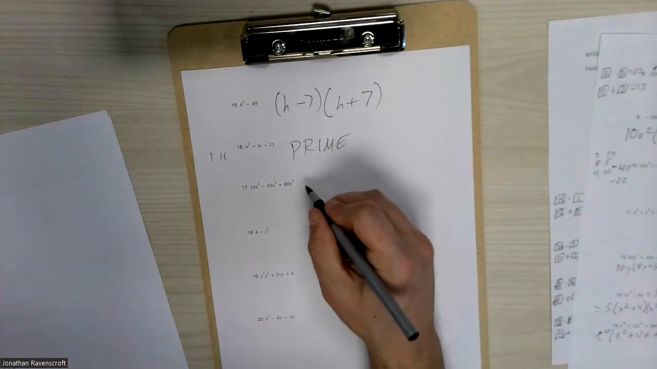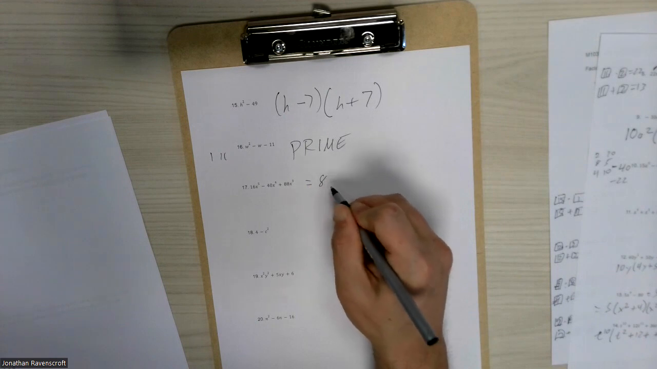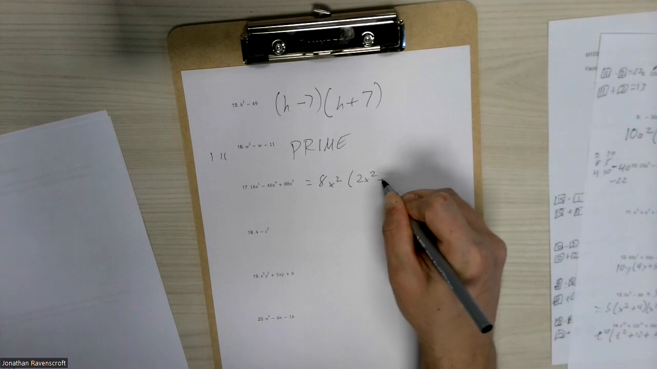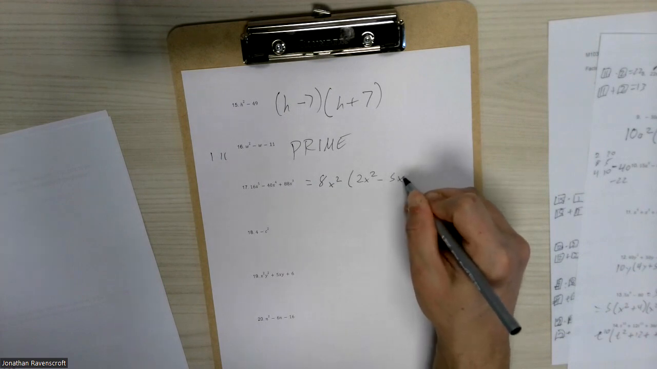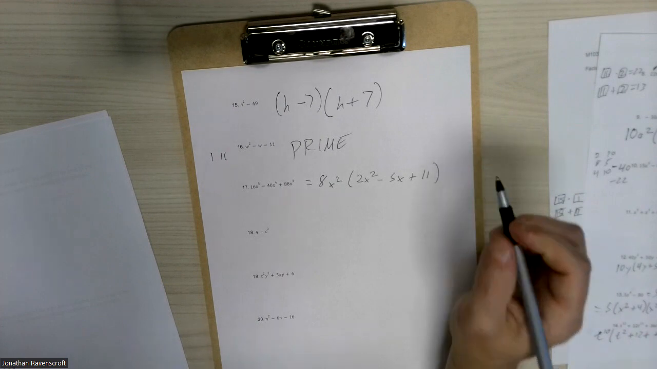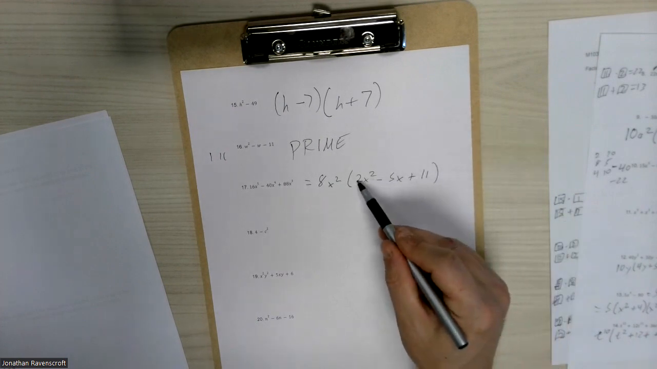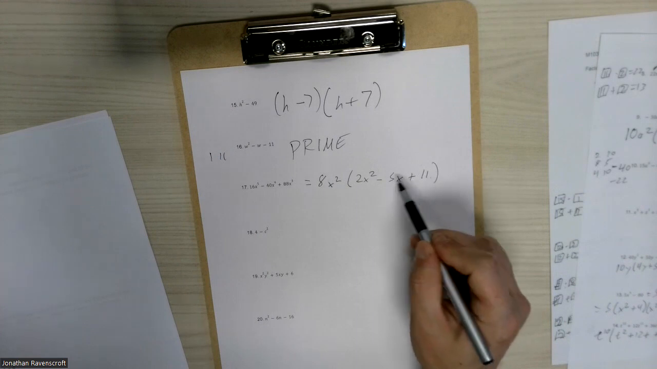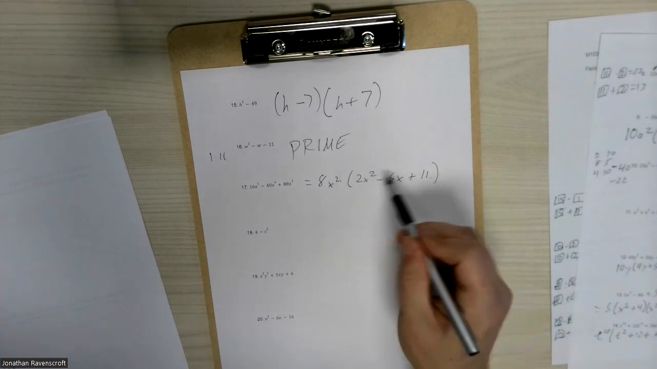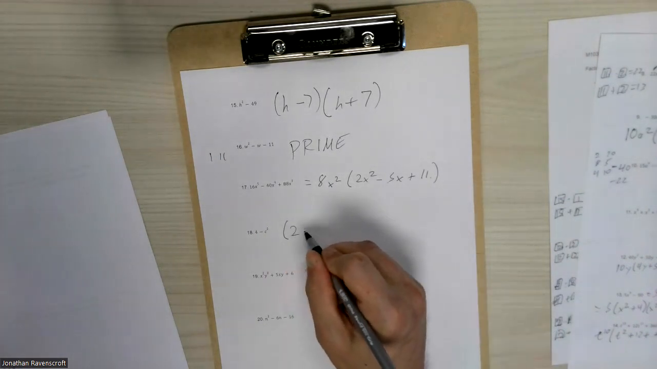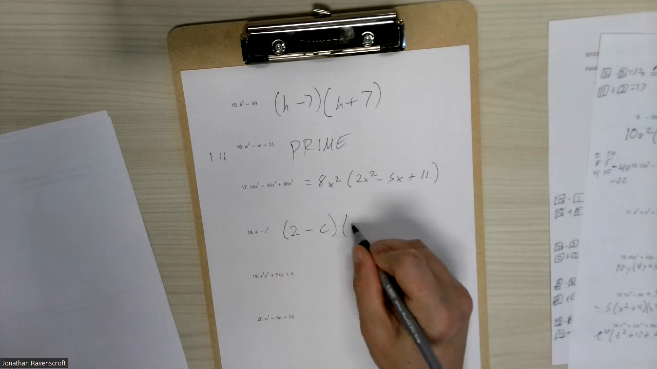17, take out a greatest common factor of 8x squared, leaving 2x squared minus 5x plus 11. Let's see what happens there. 2 times 11 is 22. We'll never make negative 5. That's as far as we can go. 18 is the typical difference of squares. That'll be 2 minus c, 2 plus c.